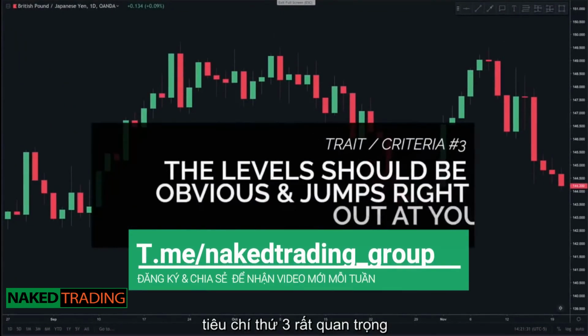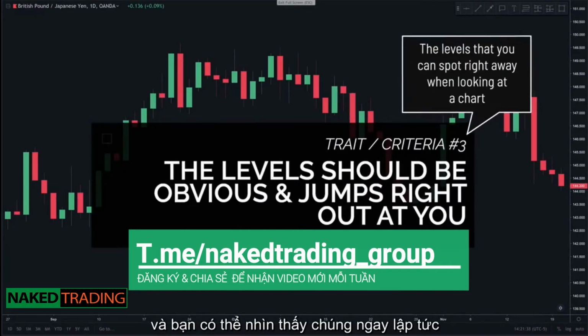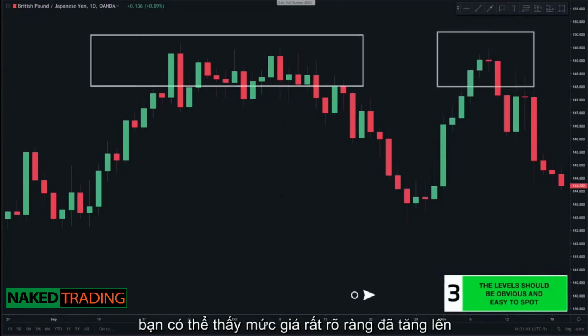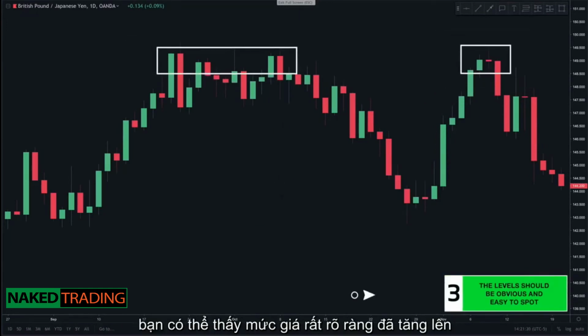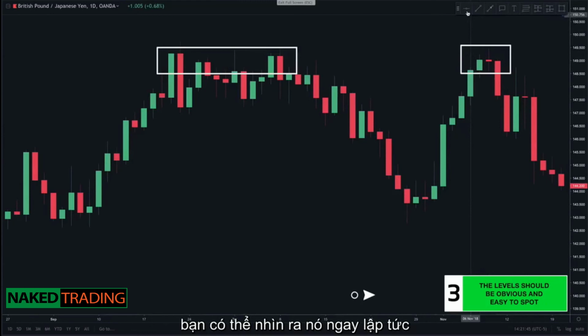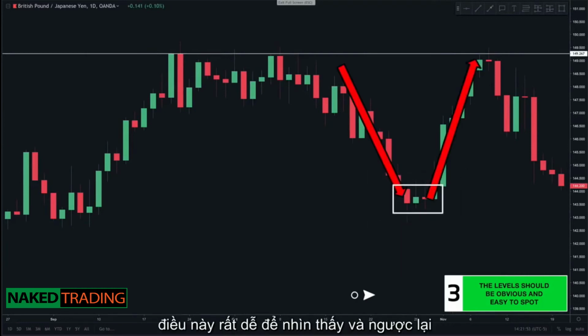Trait number 3 is very key. The level should be obvious, meaning the level should jump right out at you, and you should be able to spot them right away. So here in the pound yen, you can see the very obvious levels. Price came up, hit and reversed, giving us a clear level of resistance. And again, it is very obvious and you can spot it right away. Same along the bottom. Price came down, hit and reversed again. This is very obvious and you can spot it right away.